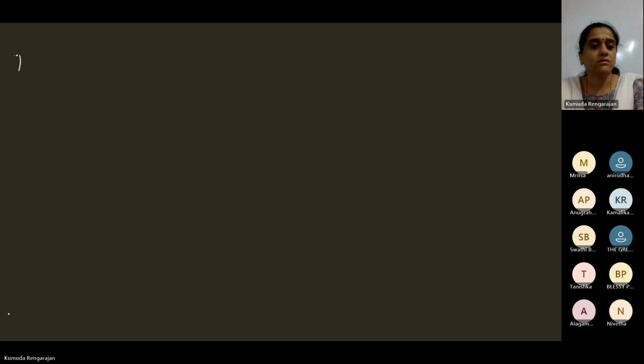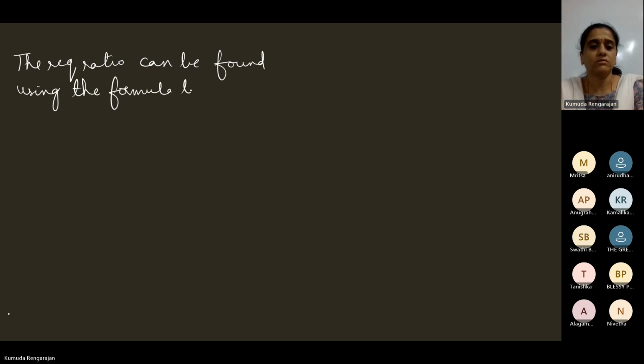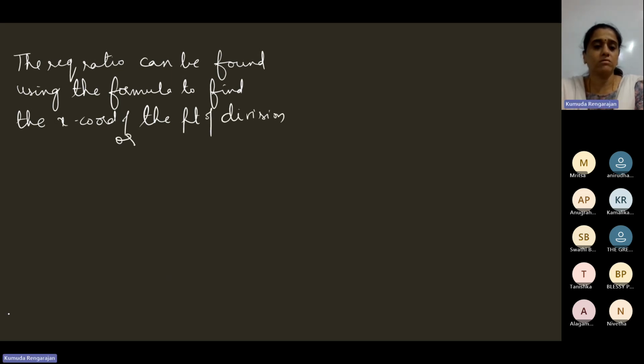So the note I said, the required ratio, you have already written, can be found using the formula to find the x-coordinate of the point of division or the y-coordinate of the point of division.